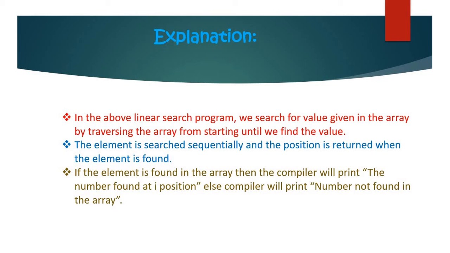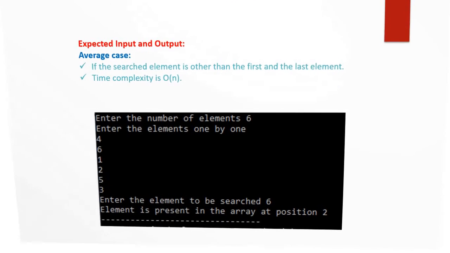Explanation: in the above linear search program, we search for the value given in the array by traversing the array from the start until we find the particular value. The element is searched sequentially and the position is written when the element is found. If the element is found in the array, then the compiler will print the number found at that particular position. Else the compiler will print number not found in that array.